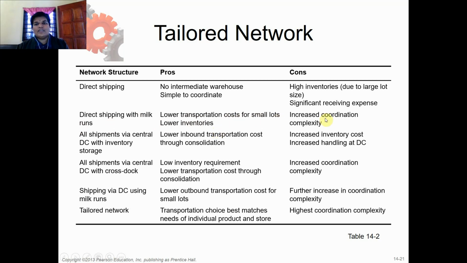Okay, increased coordination, complexity because many people, many parties involved. Okay, in the case of network structure, all shipment via central DC with inventory storage, lower inbound transportation costs through consolidation. Okay, but the issue that we need to consider here is increased inventory cost, increased handling at DC.